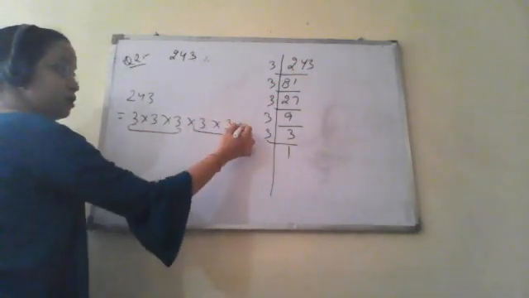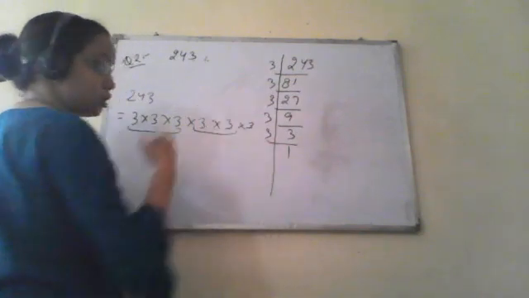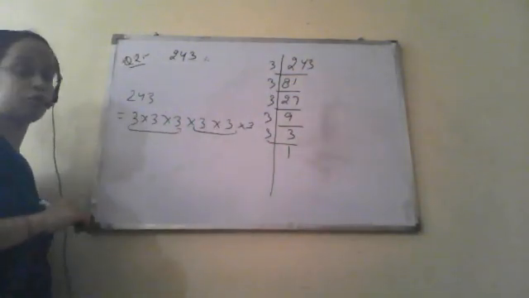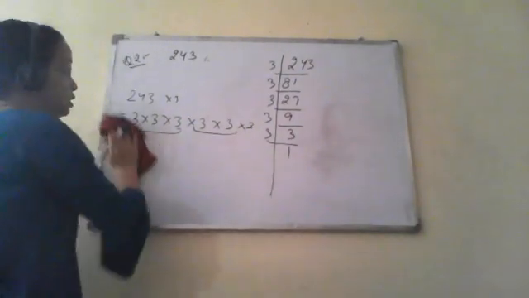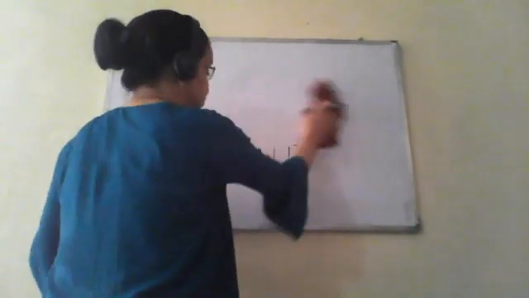So what are we remaining with? What are we short of? We are short of one 3. So if this 243 is multiplied by 3, the resulting number will be a perfect cube. Clear? Now next question. Next part.